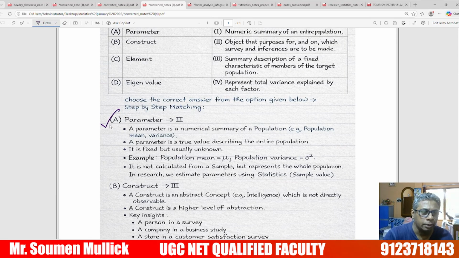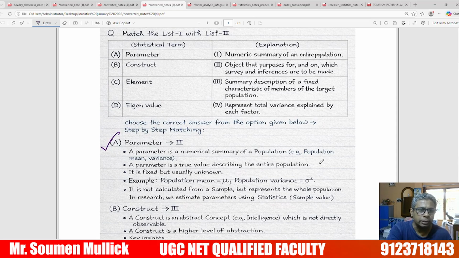The parameter is a true value describing the entire population. It is fixed but usually unknown. For example, the population mean is mu and the population variance is sigma square. It is not calculated from a sample but represents the whole population. In research, we estimate the parameter using the statistic, which is called the sample value. So A2 is the correct option.